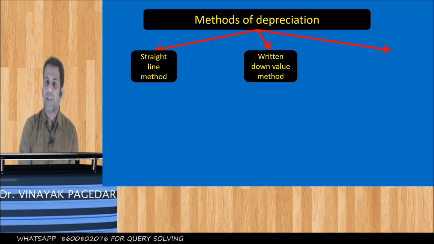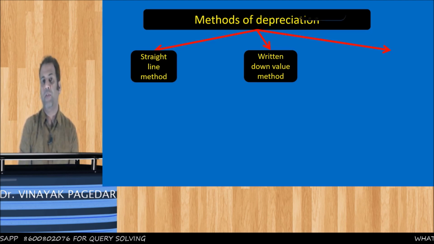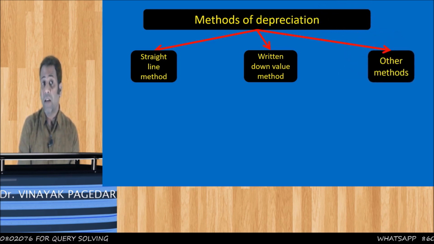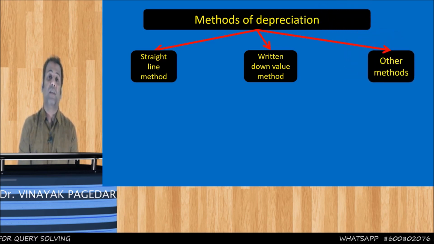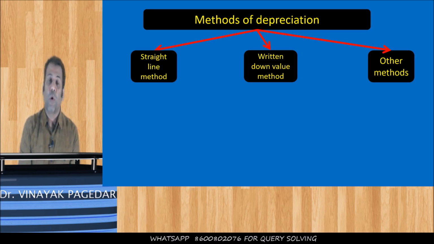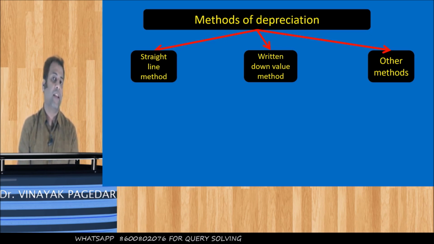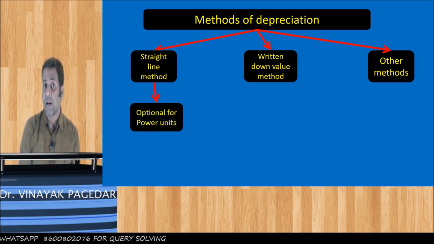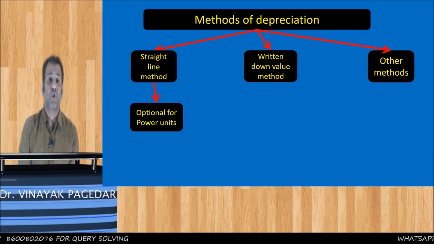We only accept the straight line method and the WDV method. My dear friends, the straight line method is an optional method for power generating companies. Any company which is into power generation, or power generation and distribution, can opt for the straight line method. Correct? Once it adopts this method, the change of method is not allowed.